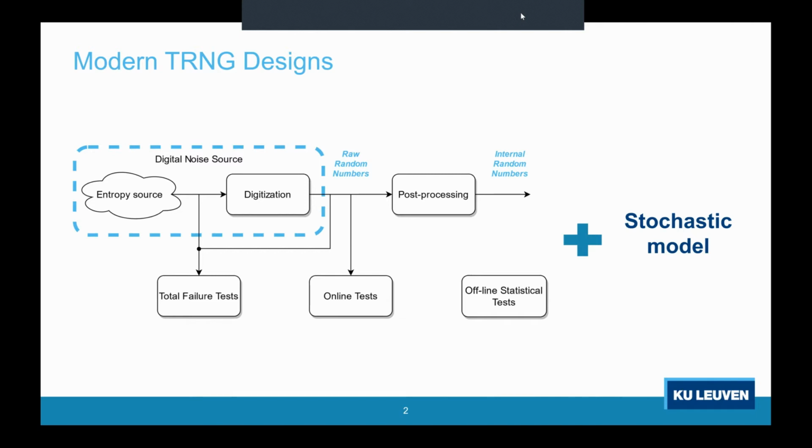What is very important is that a modern TRNG design has to be supported by a stochastic model. Why? Well, because security is guaranteed by two requirements. One is good statistical properties. However, this is not enough. Output bits should also be unpredictable. The good statistical properties are verified by statistical tests, while unpredictability is much harder to assess.